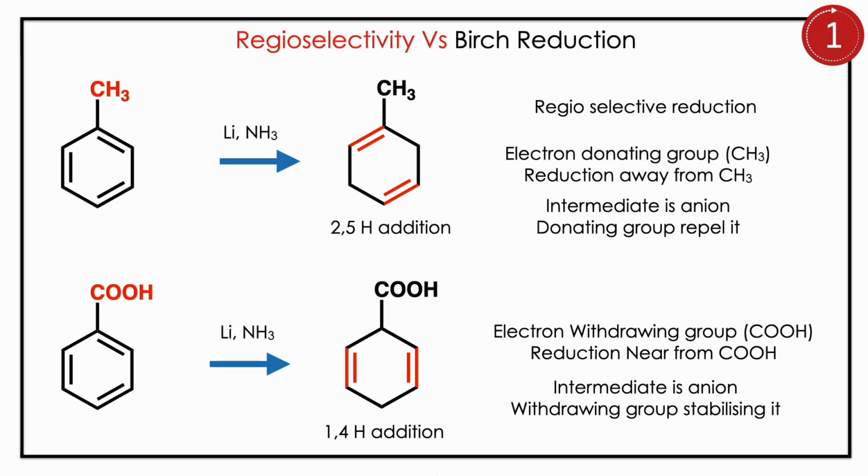Then let us see regioselectivity versus Birch reduction. Birch reduction is a regioselective reduction. Only the 1,4 carbons are reduced. Birch reduction involves an anion as the intermediate, so electron donating and withdrawing groups can influence the reaction. Electron donating groups destabilize the anion, so the reduction happens at the 2,5 position in the case of an electron donating group. In the case of an electron withdrawing group, 1,4 reduction happens. Electron withdrawing and donating groups can influence the final product, so Birch reduction is an important regioselective reduction reaction.